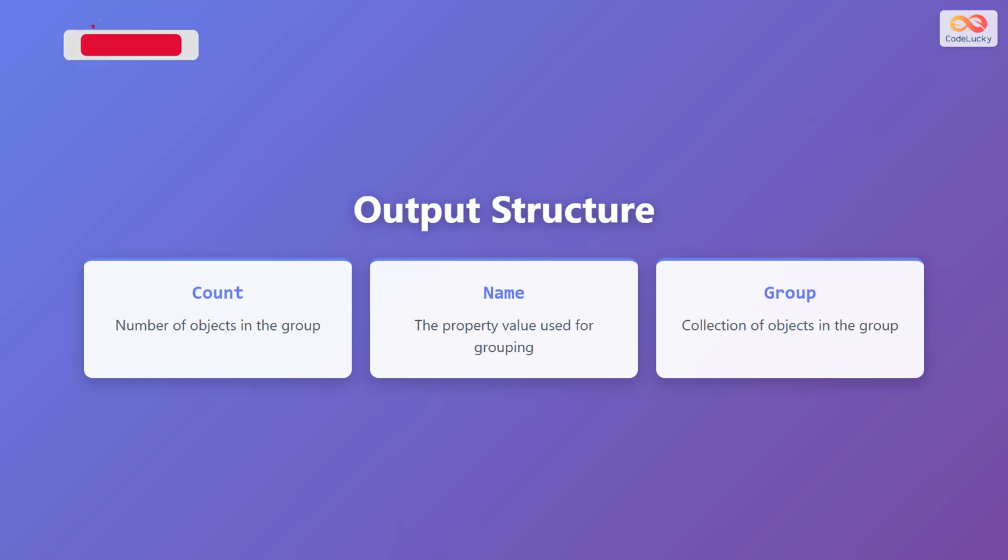When you use Group-Object, it returns objects with three important properties. The Count property tells you the number of objects in each group. The Name property contains the property value that was used for grouping, such as the process name or file extension. The Group property contains the actual collection of all objects that belong to that group. These three properties give you both summary information through Count and Name, as well as access to the detailed objects through the Group property.